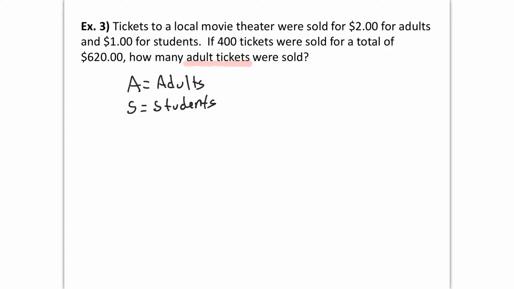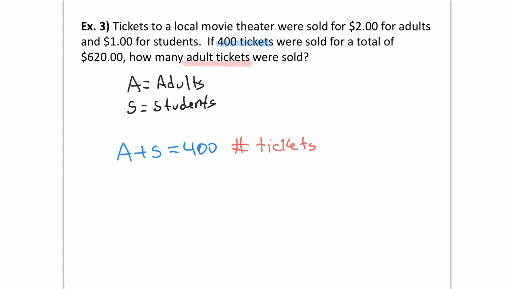First of all, I know how many tickets they sold, the number of tickets, not the price, not how much, but they sold 400 tickets. So whatever number A is, whatever number S is, if you add the 2, A plus S, it has to equal 400. That's the number of tickets. So let me just make right here a note, number of tickets.